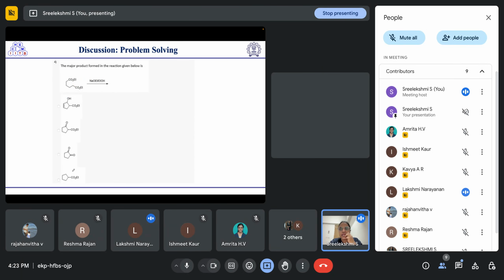Okay. So the next question, the major product formed in the reaction given below. Here a diester is given, that in presence of sodium methoxide and ethanol, what will be happening?